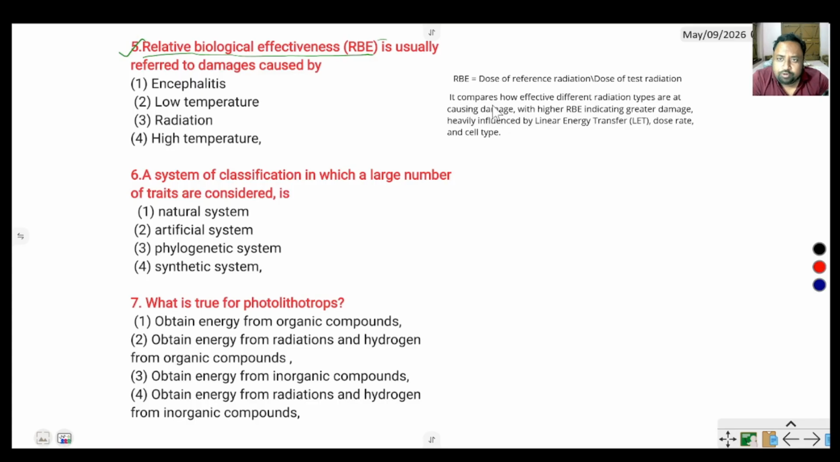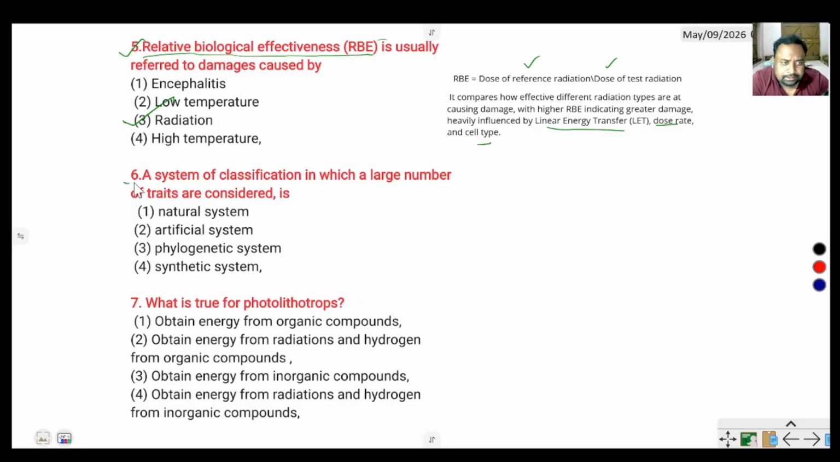It compares how effective different radiation types are at causing damage. Different radiations have different damage properties, which are determined by RBE. A higher RBE indicates greater damage, and it is heavily influenced by linear energy transfer, dose rate and cell type. The correct option is radiation.